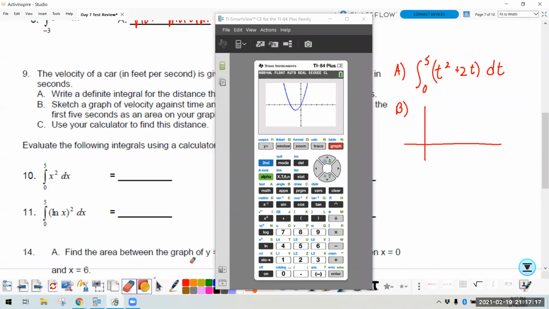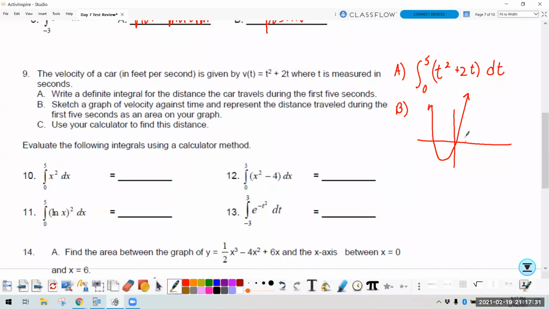I did not set these axes up very well. Let's fix that. And 0 to 5, so it starts here, and that was the x-intercept. 5 is over here, and then it says sketch the graph of the velocity and represent the distance as area. So I have to color in the area between 0 to 5.